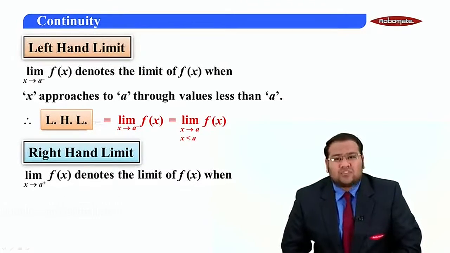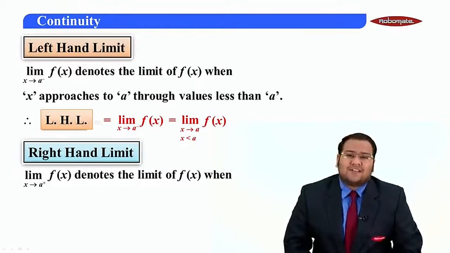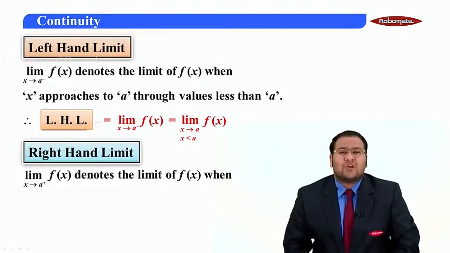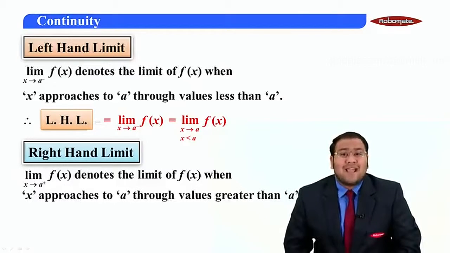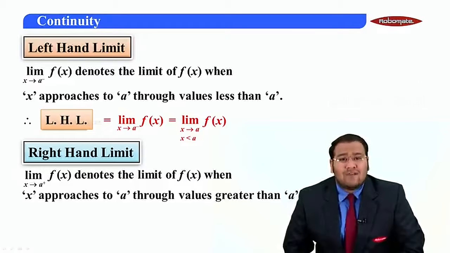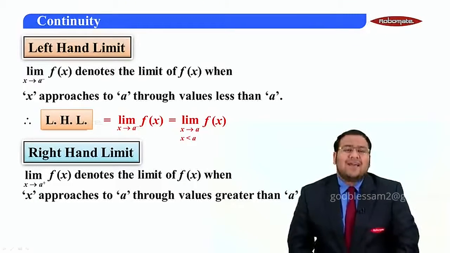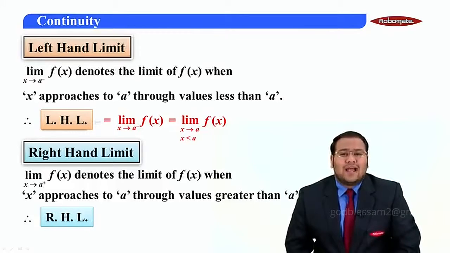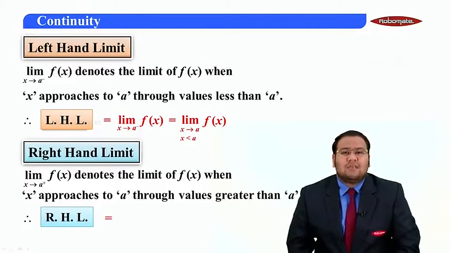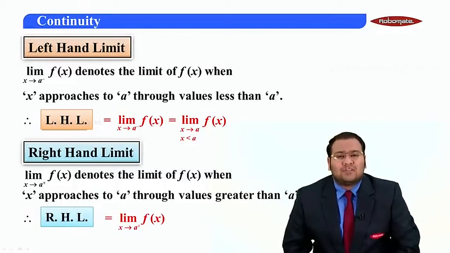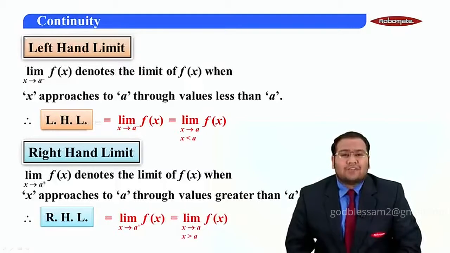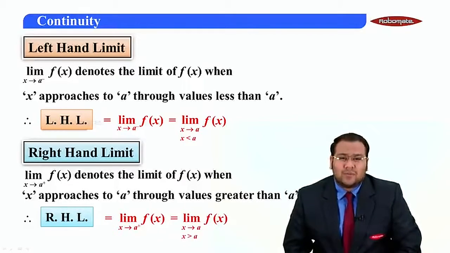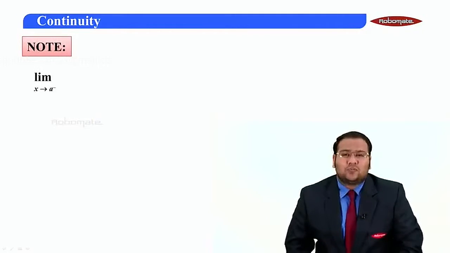Now let's go on to the right hand limit. It is exactly opposite to the left hand limit. It's on the right side, so it is a plus. The expression limit x tending towards a plus of f of x denotes the limit of f of x when x is approaching a through values greater than a. Hence it is a plus. So the right hand limit is equal to limit x tending towards a plus of f of x, which is equal to limit x tending towards a, where x is greater than a, of f of x.